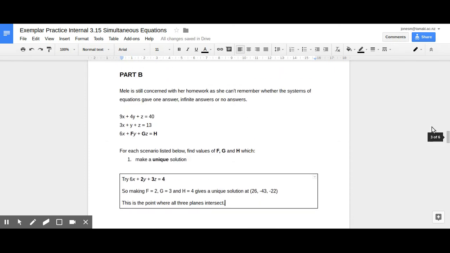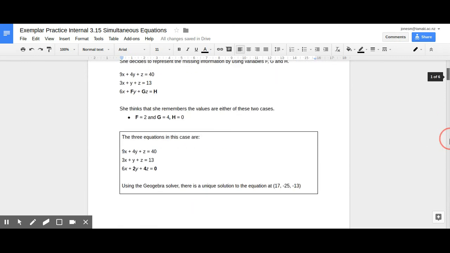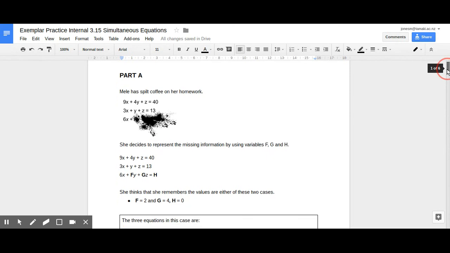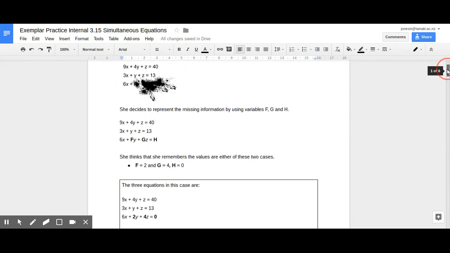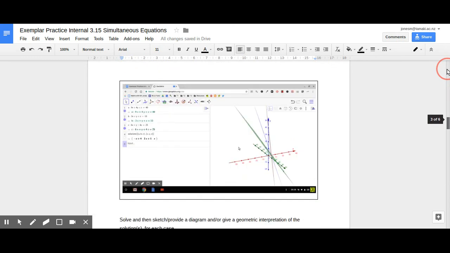Cool. And now we have looked at every situation. So Mele has come up with every type of different situation that could be possible for her homework. So I think she's done a pretty good job.